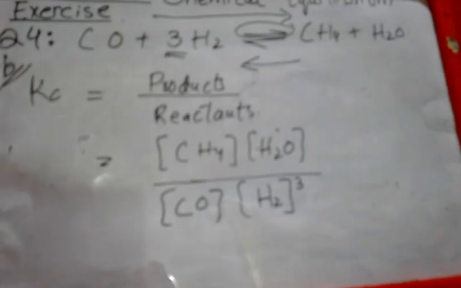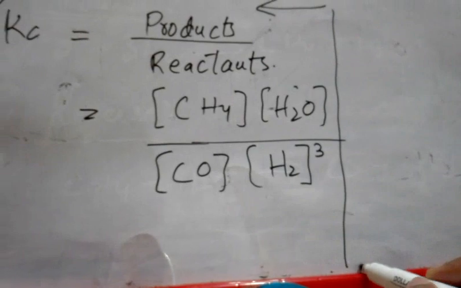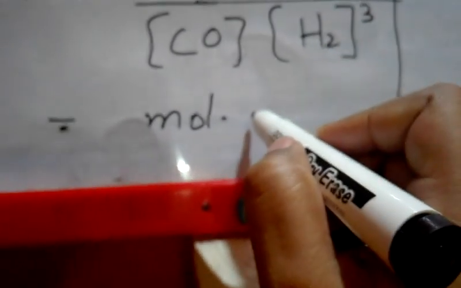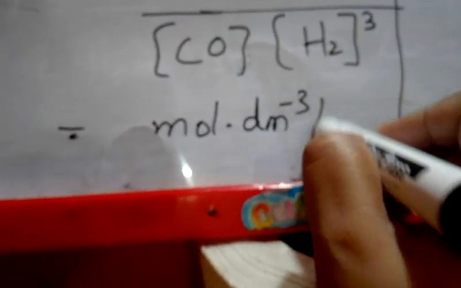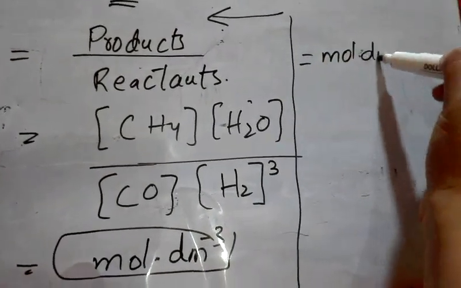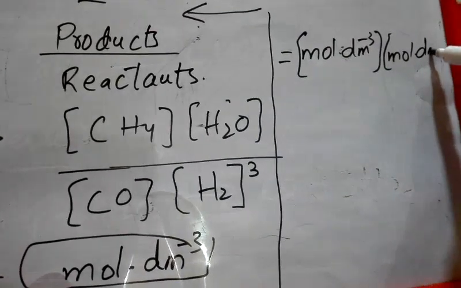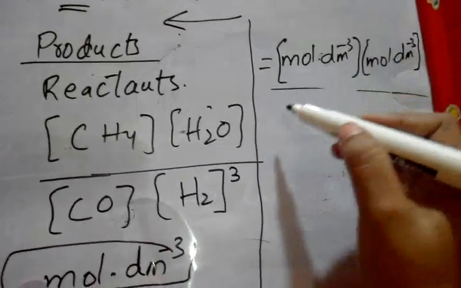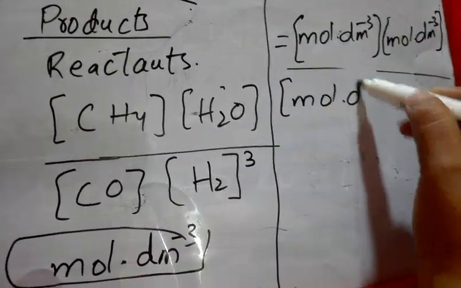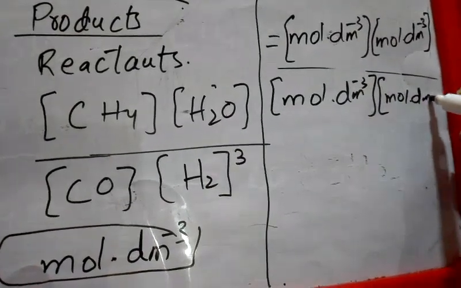Now in the C part, we have to find the units of these. How will I find the units? For units we use the term mole per decimeter cube. How will I find out the units of each? For methane, this is mole per decimeter cube. For water, this is mole per decimeter cube. For carbon monoxide, this is mole per decimeter cube. And for hydrogen, of course, 3 times mole per decimeter cube.